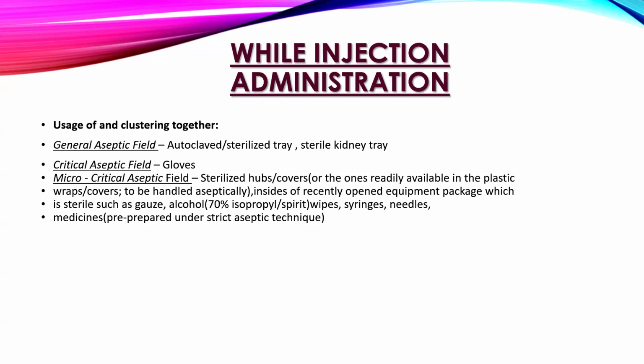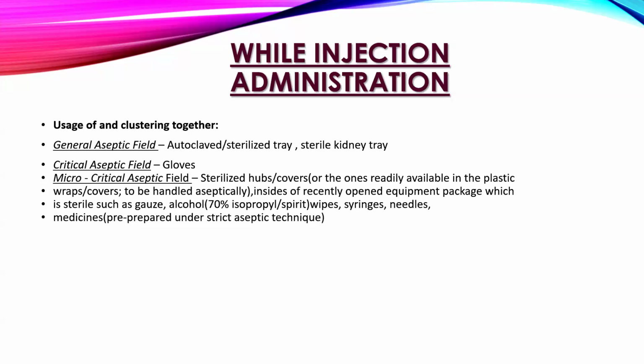So for ANTT, one of the important terms is general aseptic field. In that comes the sterile tray or the trolley in which we are preparing. So the autoclaved or sterilized tray comes in the general aseptic field. Then comes the critical aseptic field, that is the sterile gloves which we are using. Then all other things which we are using apart from gloves come under the micro critical aseptic field, which includes the usage of sterilized hubs or covers, or the ones which are readily available in plastic wraps or covers, and they need to be specifically handled aseptically.